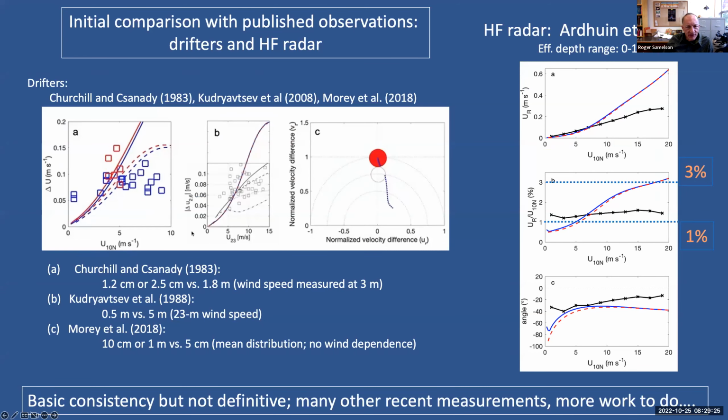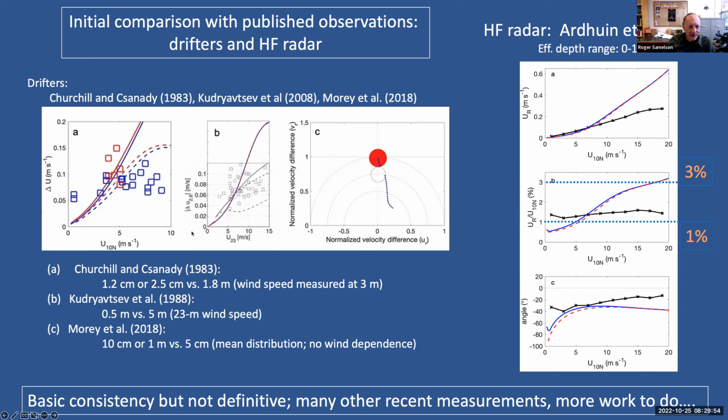So I've done just a very preliminary comparison of the model to the existing observations, and there's sort of been an explosion of these observations in the last few years, and I have not yet done that comparison. So this is with some more classical results. The 3 on the left are drifter results from Churchill and Gennady, and then from Kudryavtsev, and then one set of more recent ones from Mori et al. From the Gulf of Mexico.